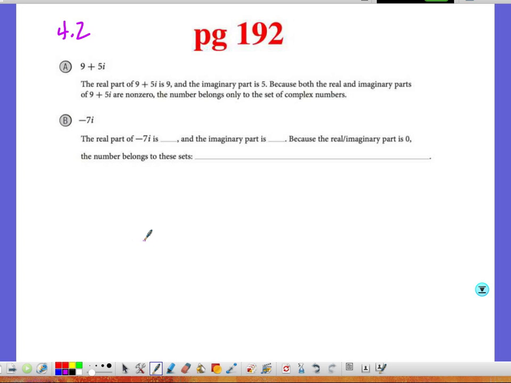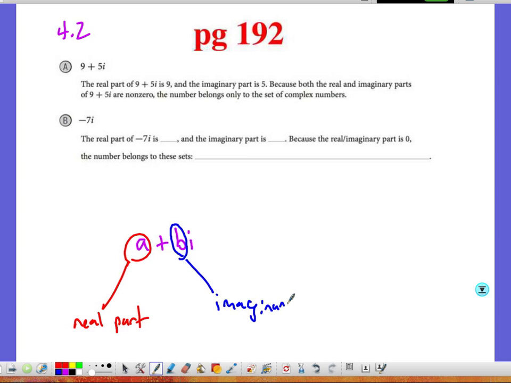A complex number is always going to be in the form of a plus bi, where a represents the real part and b represents the imaginary part. There we go, imaginary part. So whatever is the imaginary part is right next to i, and it doesn't include i. It's the number next to i, and a is going to be the real part that is not next to i.